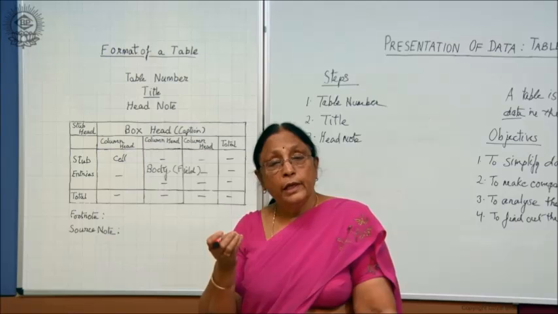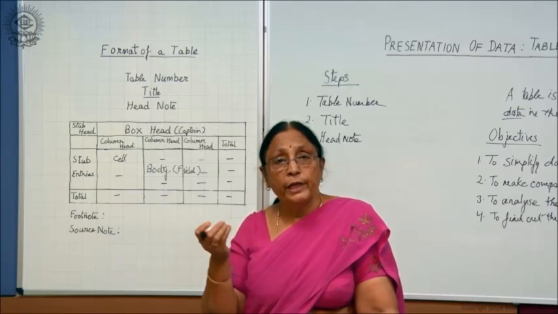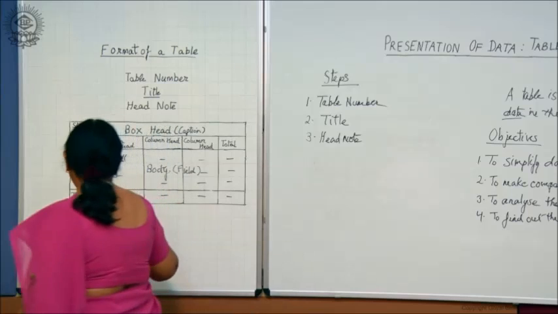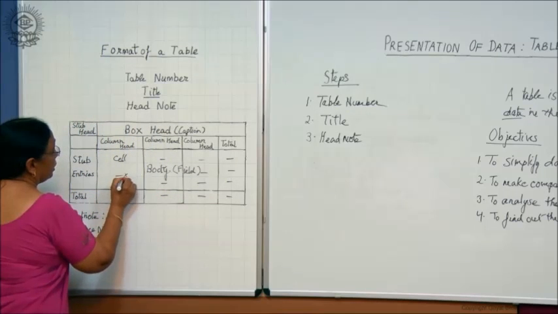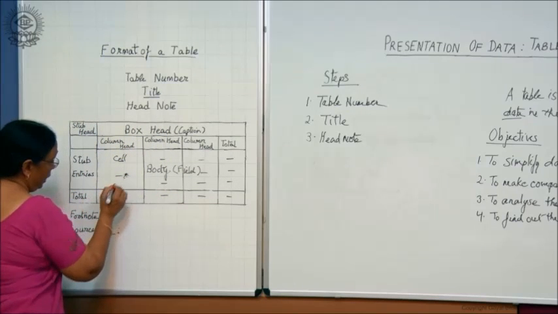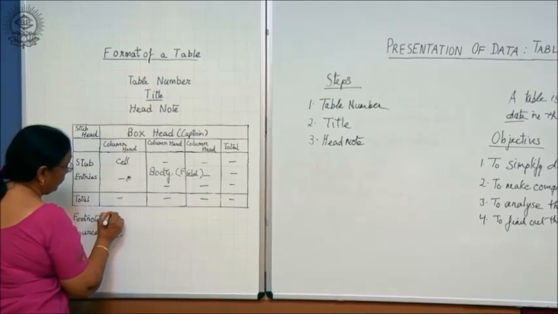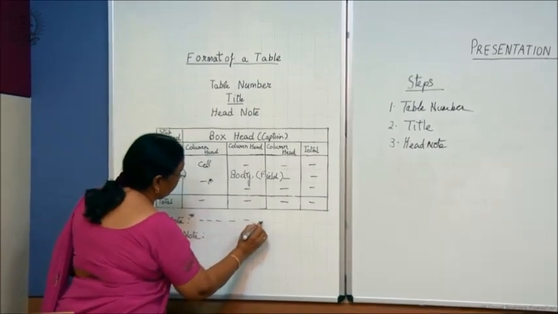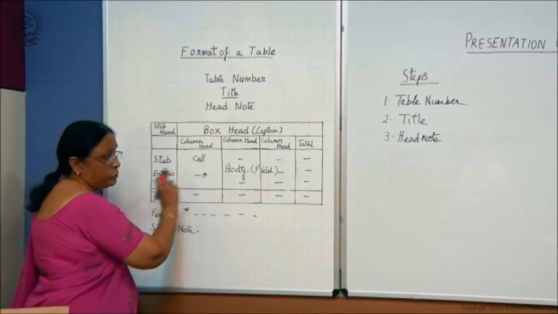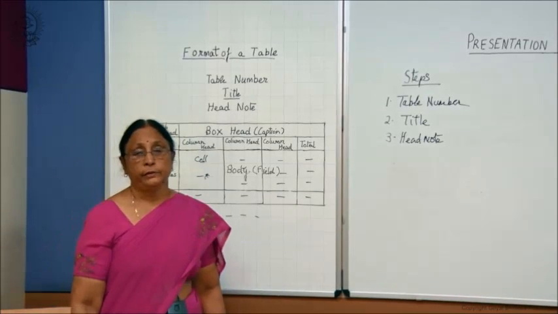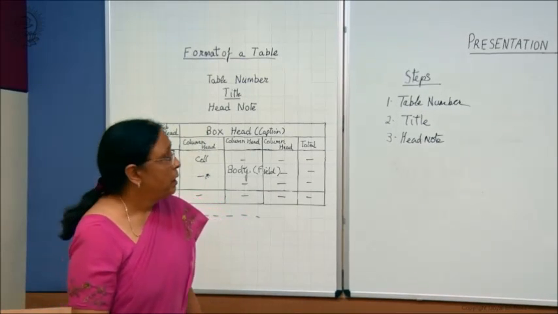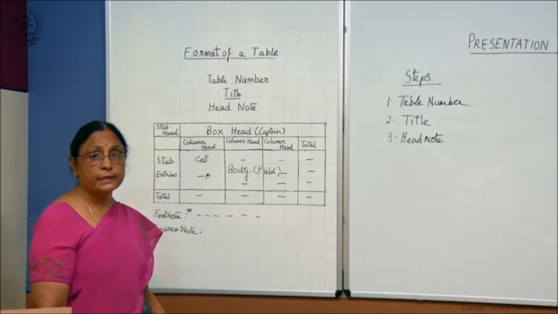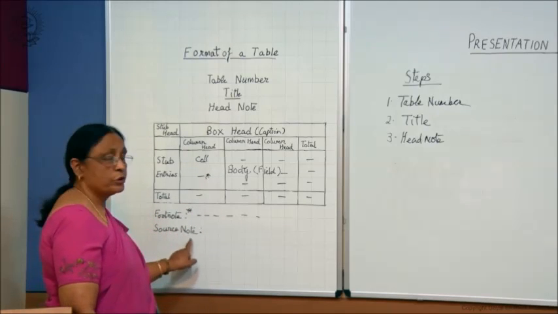So any extra information you want to give about any particular entry can be entered here, and normally an asterisk sign is made at the entry, and then in the footnote we also make the same sign, which refers to the fact that this explanation we are giving is related to this particular entry, right?